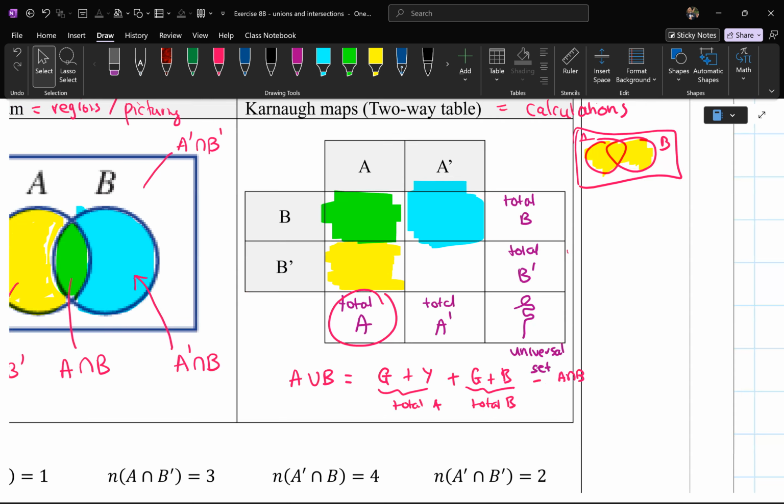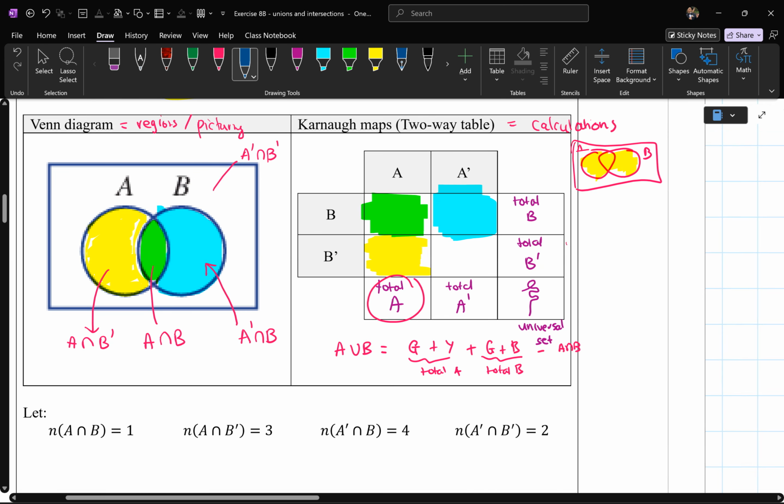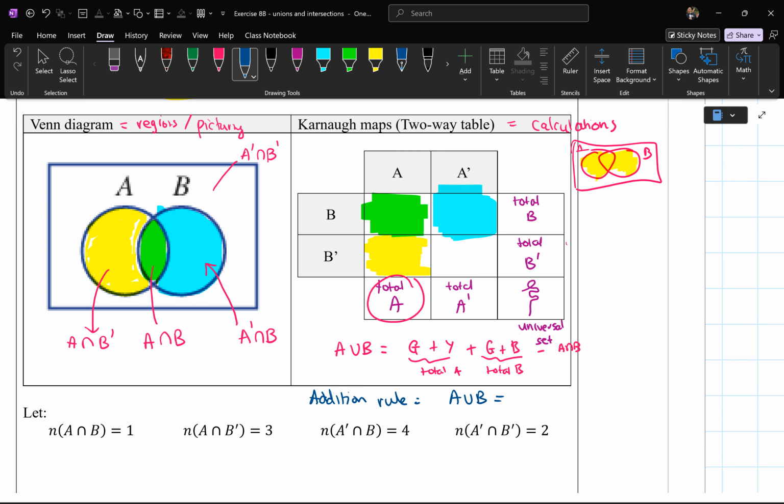So the rule is actually given at a year 12 level. This is called the addition rule. So for those who don't know, write this in. Addition rule. They say A union B is equal to A plus B minus A intersection B. And a lot of kids just memorize that, but they don't know why. So I'm explaining why. I'm showing it to you visually.